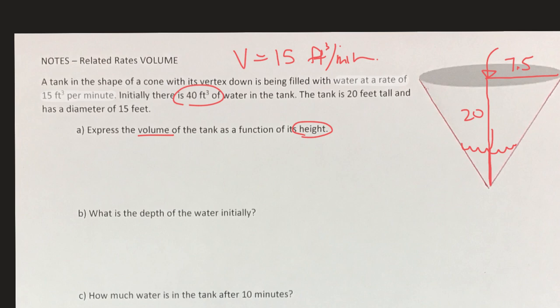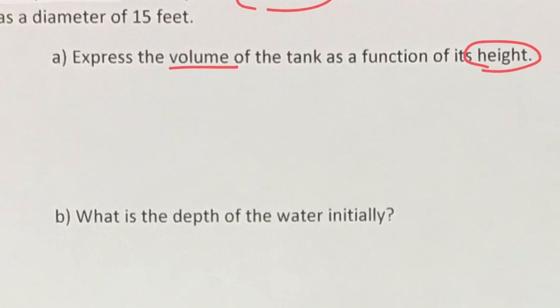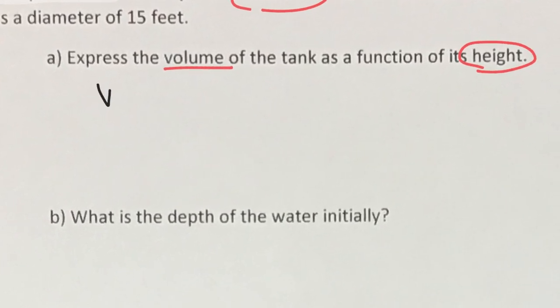Okay, so we've been doing this in some other videos and in the class, but let's start off with what we know. Volume of the tank. So our tank is a cone, so we're going to start with our cone volume. 1/3 pi radius squared times h is the volume of our cone. And it says as a function of height, so somehow I need to replace my r.